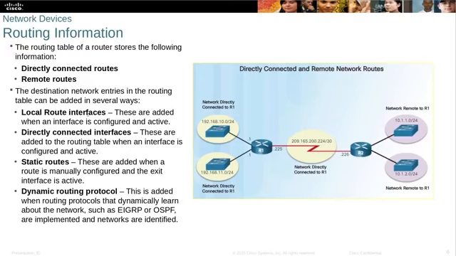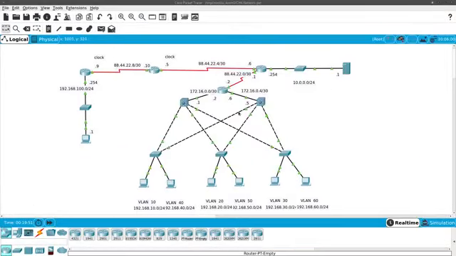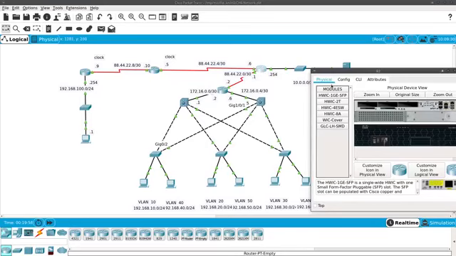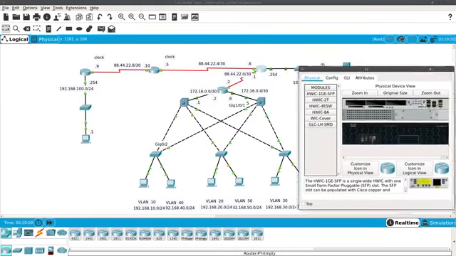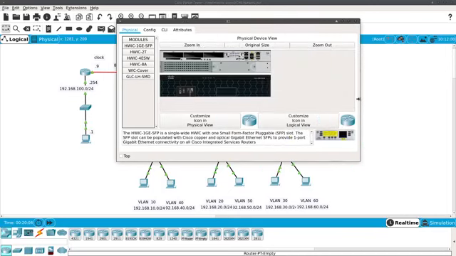We've got our local route interfaces with the L, they're directly connected with the C. We've got static routes. In fact, that was the only thing we didn't see. Let's see if we've got a static route on here somewhere. I don't actually know whether we've got a static route on here. We might have a static route on this one potentially. Let's have a little look. The static route is where we've manually configured the route.